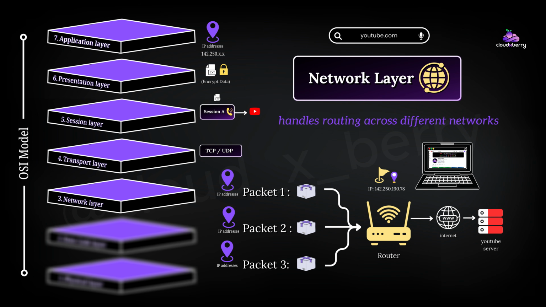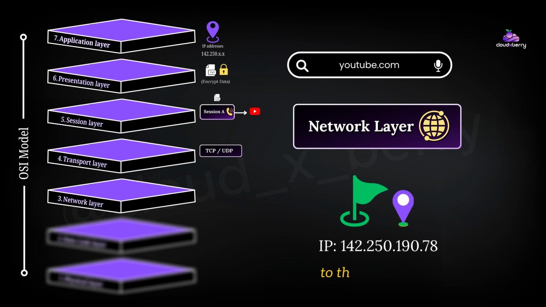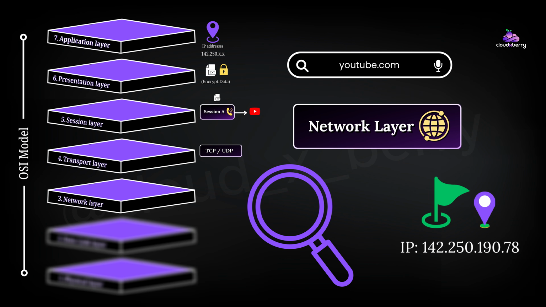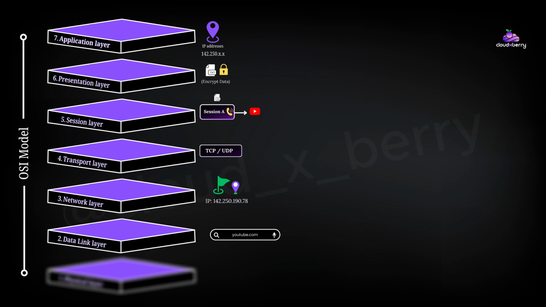Routers do not care that you are opening YouTube. They only care where the data needs to go next. That is one of the most important ideas in networking. Now the router knows the next destination, but before the data can be sent to the next device, it needs a way to identify that device on the local network. That is where layer 2, the data link layer, comes in.